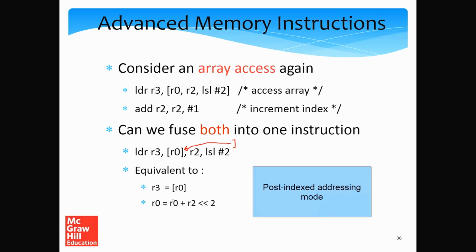Right, so what is this code snippet over here equivalent to? It's equivalent to first reading the contents of R0 into R3, and then computing R0 equal to R0 plus the contents of the shifted operand, which is R2 left shifted by 2.